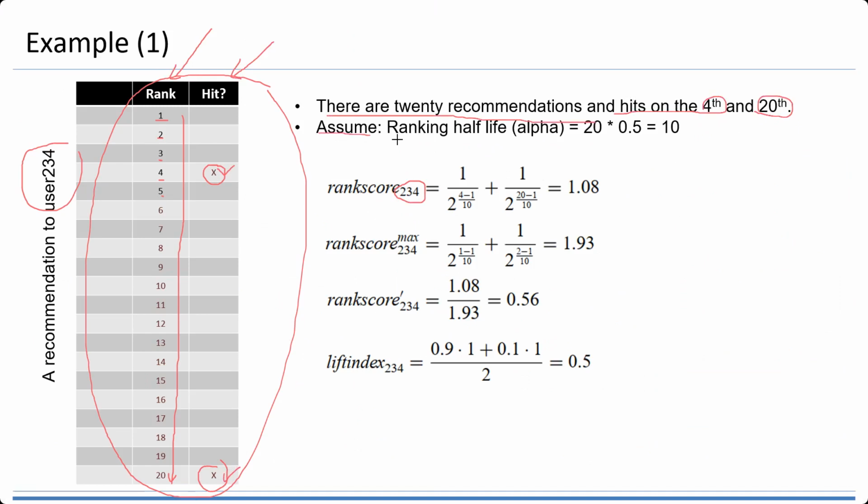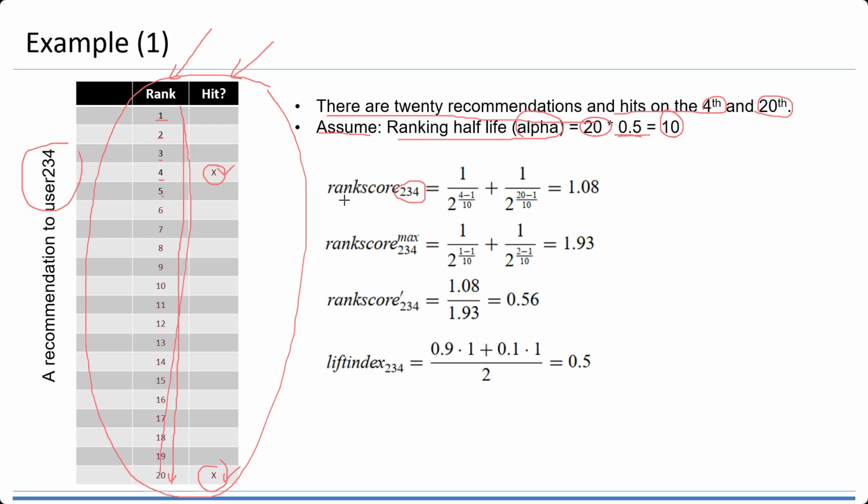So let's assume the ranking half-life, or the alpha, is half. Half means it is 50% of the recommended items. We have 20 recommended items, so half of them is 10. Yeah, usually we make this assumption of just half of the recommended items.